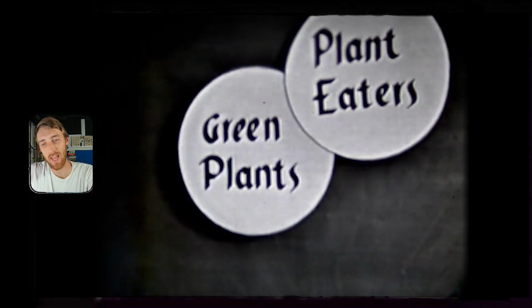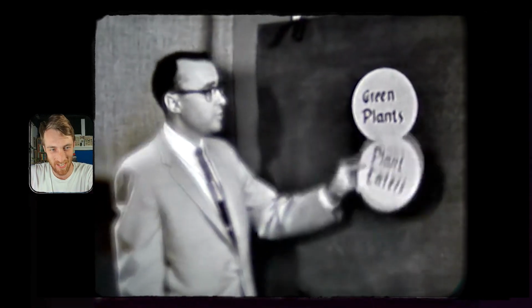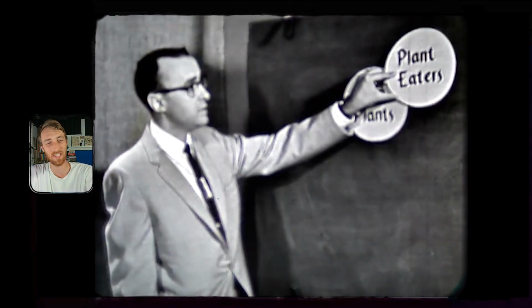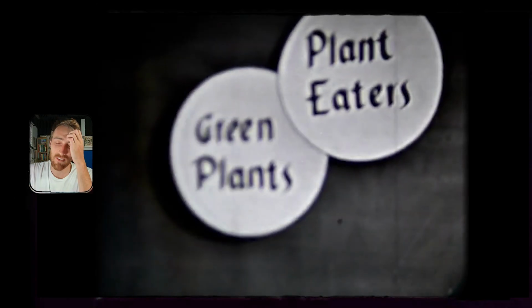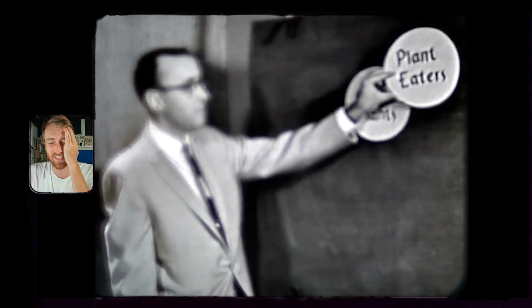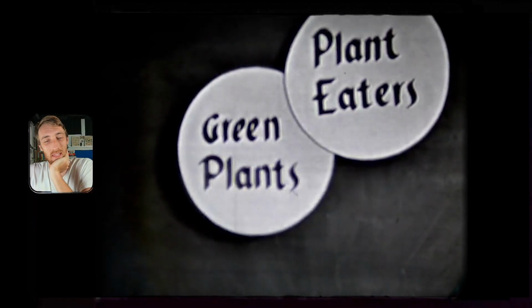I also love just how simplistic this is. Plant eaters, not even herbivores. We're not even getting into the jargon yet. We're just saying plant eaters eat plants. This isn't even Invi 101. This is like Invi 1, you know? We're really just learning the basics. Some things eat plants.